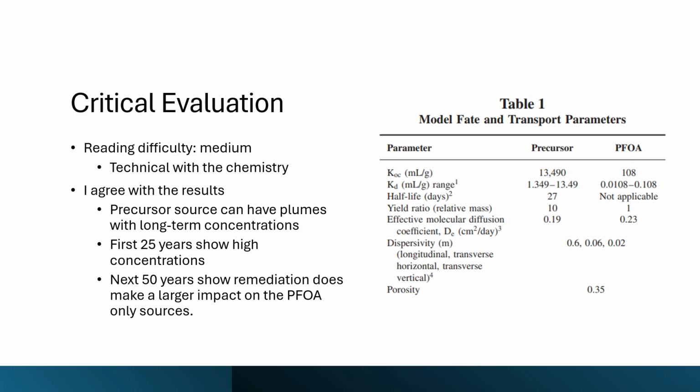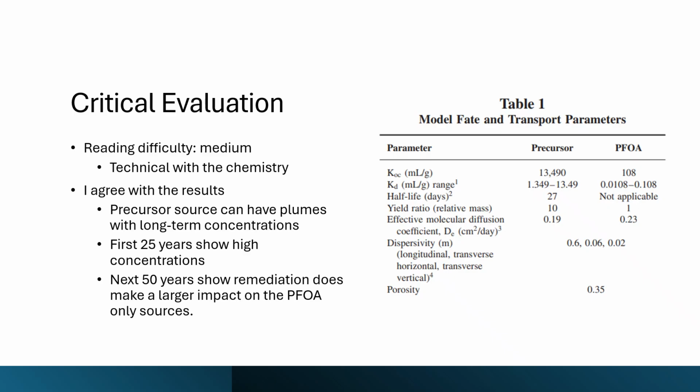So a model might be limited to only modeling one type of contaminant at a time. And also the diffusion and dispersivity coefficients play an important role in the transport of the contaminant once it's in the groundwater. As for the results, I agree with the results of both scenarios. Scenario 1 with the precursor showed longer plumes in higher concentrations even after 75 years of exposure and remediation.